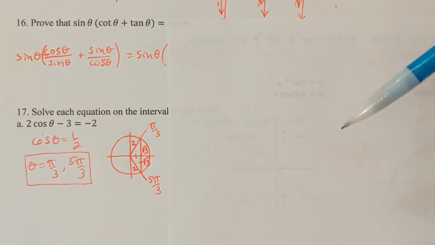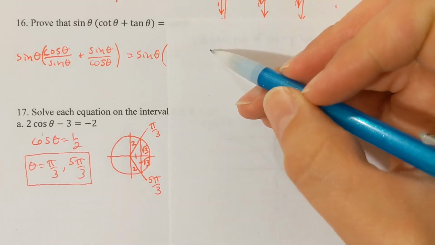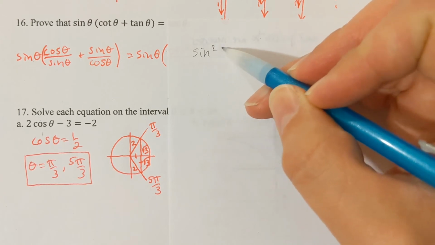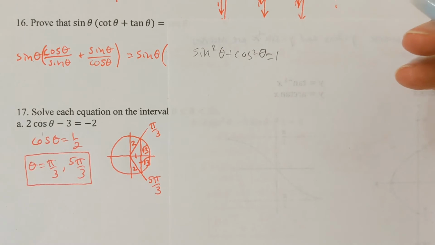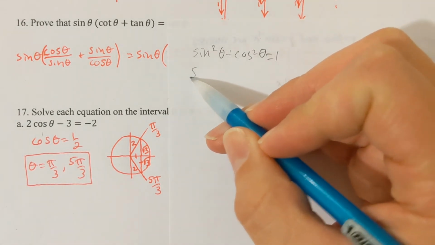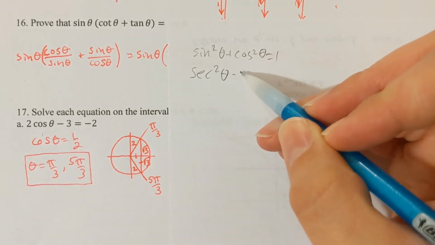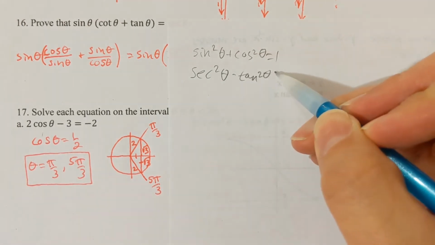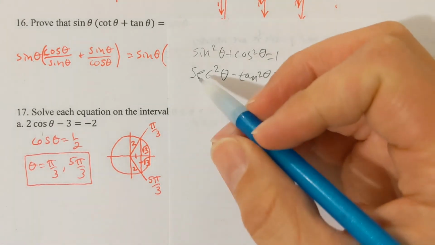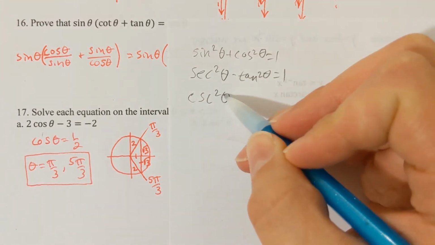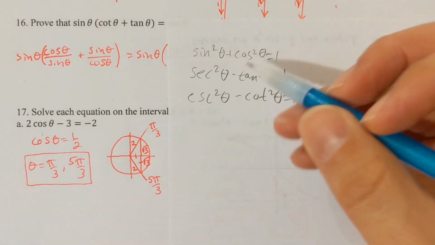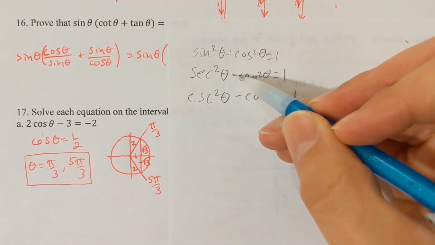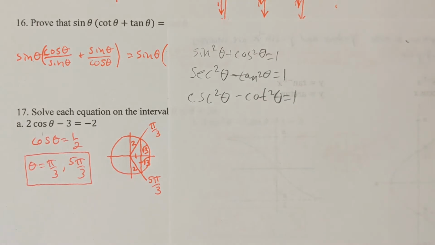But then there's our Pythagorean identities. All right, so there's 3 Pythagorean identities that we should know. The first one says that sine squared theta plus cosine squared theta is 1. The second one, secant squared theta minus tangent squared theta is 1. And then the third one, cosecant squared theta minus cotangent squared theta is 1. I would like you to memorize all three of these, okay? They do come up a lot, and they're just worth knowing.